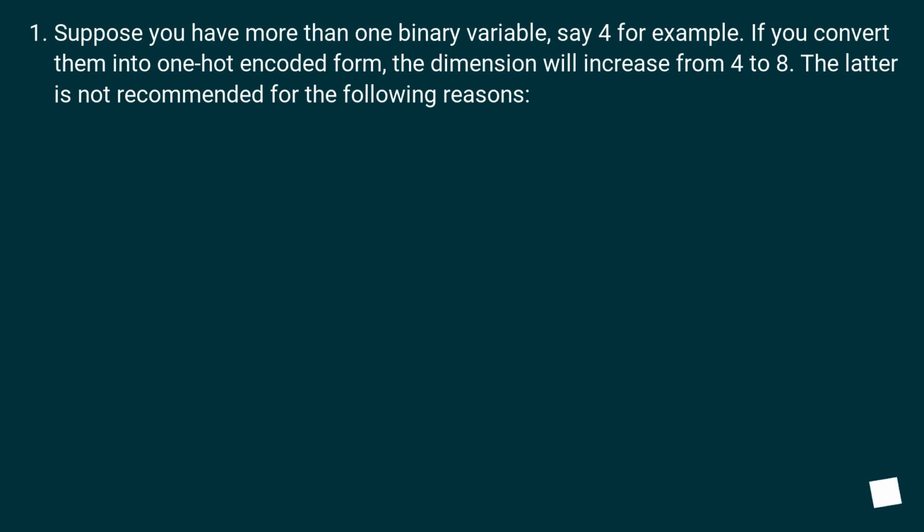Suppose you have more than one binary variable, say 4 for example. If you convert them into one-hot encoded form, the dimension will increase from 4 to 8. The latter is not recommended for the following reasons.